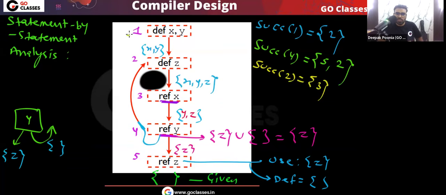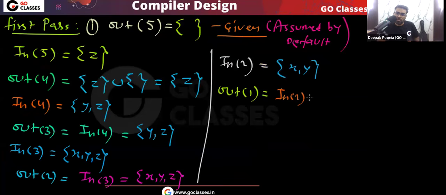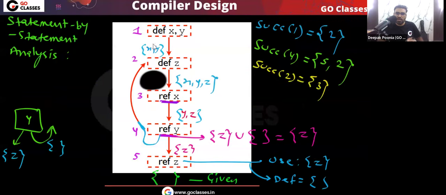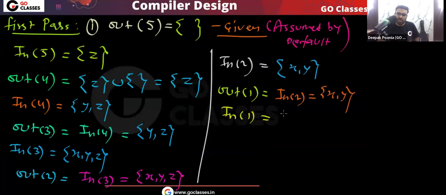So now you can see that for statement 1, there is only one successor. So out of 1 is in of 2, which again will be xy only. Now we can easily find in of 1. From this out of 1, first you kill, then you generate. In this statement 1, we are defining xy, so we are just killing xy and not generating anything. So xy will be killed, and finally the empty set, phi, will remain. Is this clear? Now the first pass is over.